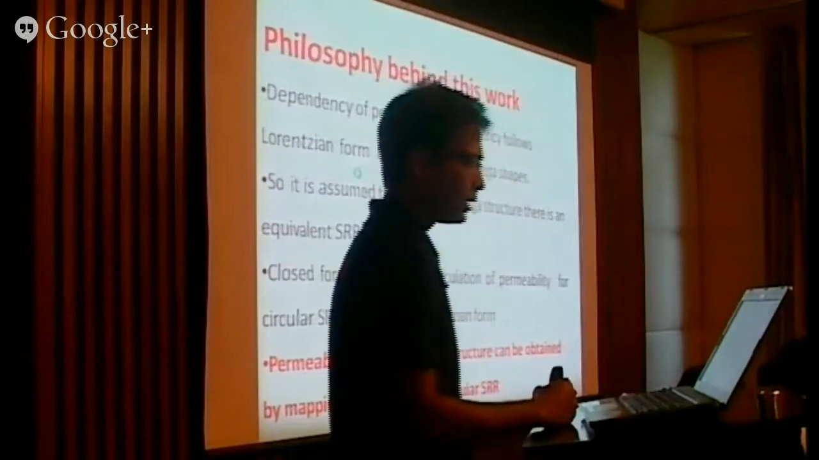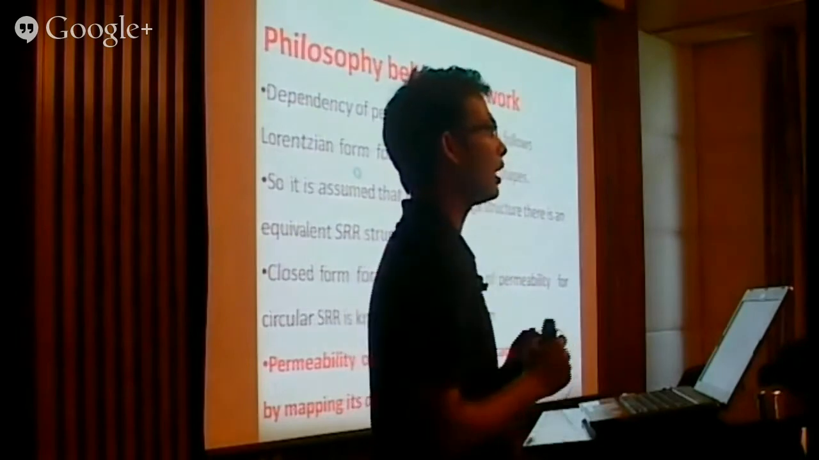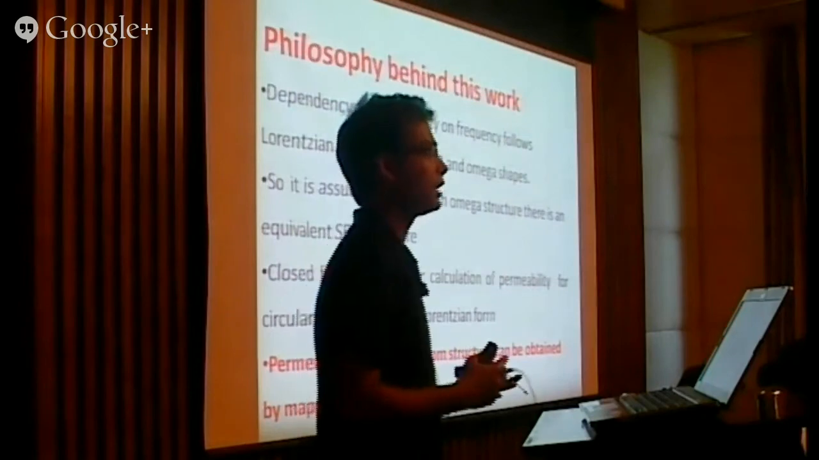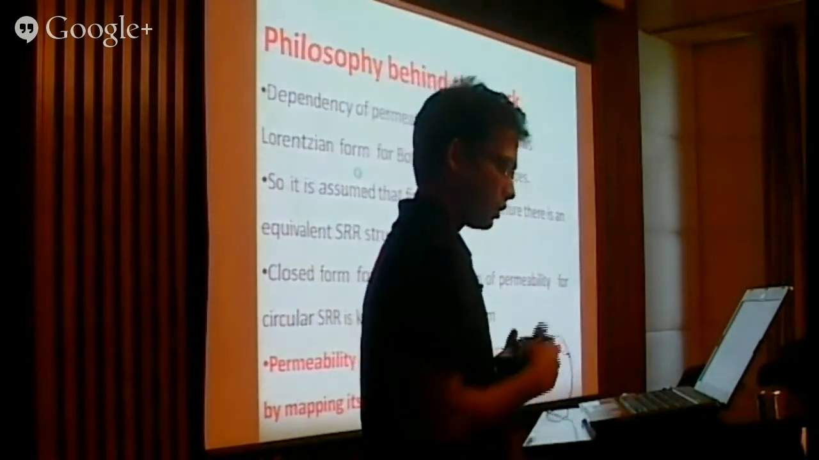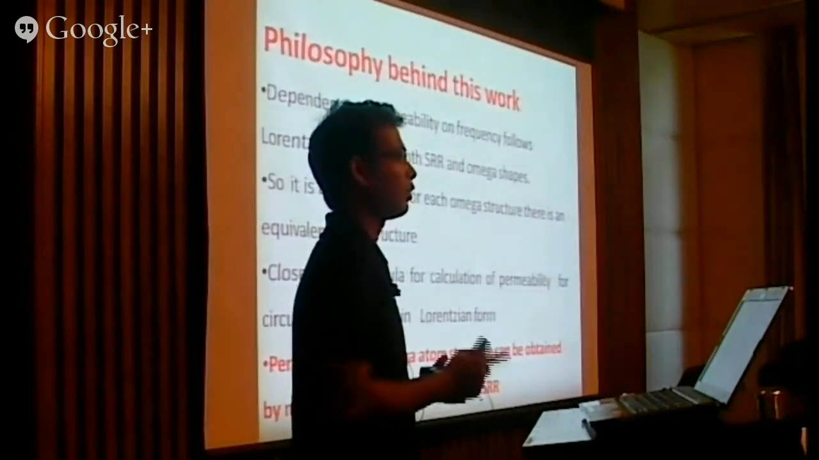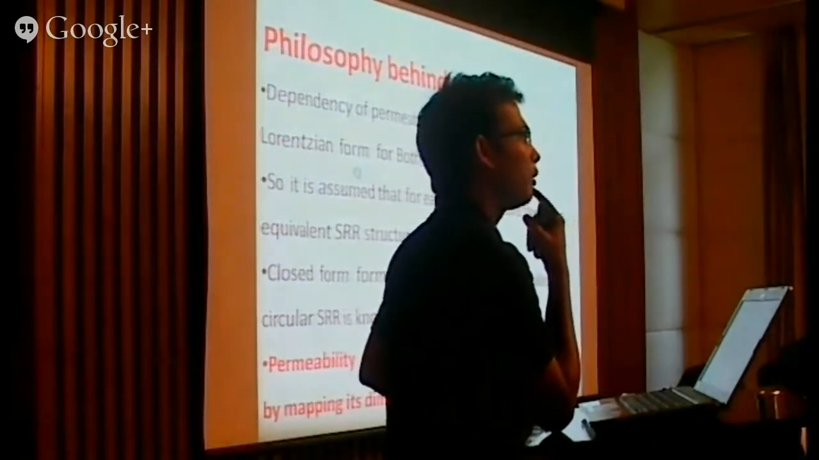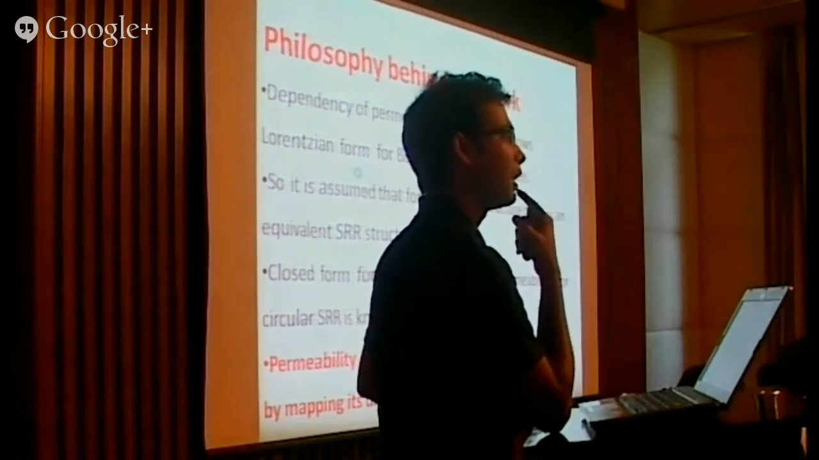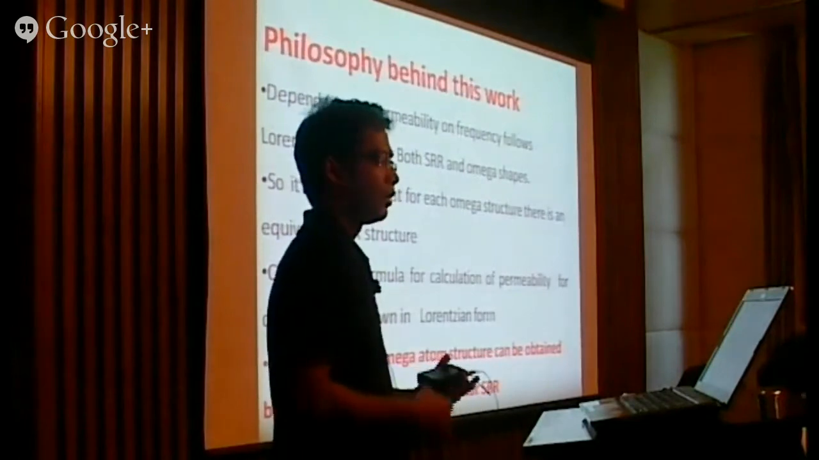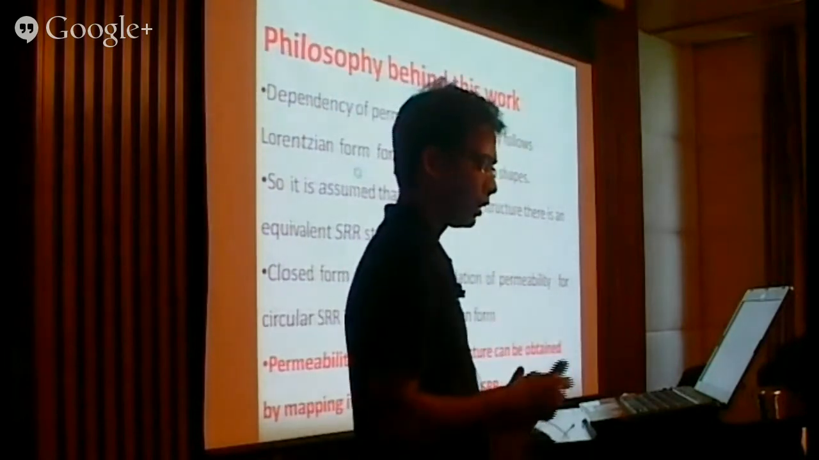The philosophy behind the work is that we know the dependency of permeability on frequency follows the Lorentzian form for both SRR and omega atom. From this you can conclude that an equivalent model exists for the omega atom as a circular SRR, because both follow the same Lorentzian form. This is concluded: for an omega atom an equivalent SRR exists. We know the Lorentzian form is directly available for the SRR, and from the dimensions we can get the permeability of the SRR. So if we can find an equivalent model of the omega atom as a circular SRR, we can easily find the permeability from the equivalent model.